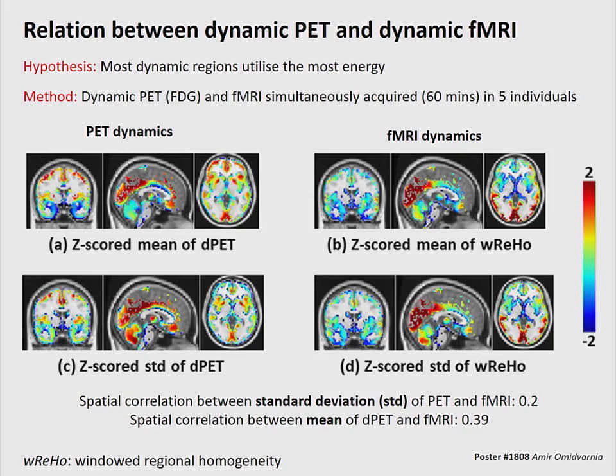And so we acquired simultaneous PET and fMRI in this experiment. What Amir has done here is he's mapped spatial maps on the right of fMRI dynamics, and the maps on the left correspond to PET. He's then computed a spatial correlation to determine if there's any regional relationship between these two dynamic measures. And indeed there is. As I've shown on the bottom, there's a correlation of 0.4 between the two if you look at the mean. Take a look at Amir's poster if you're interested in further details.